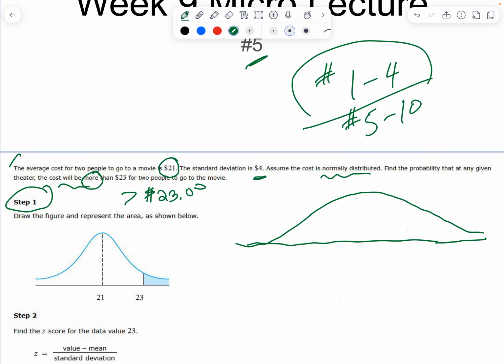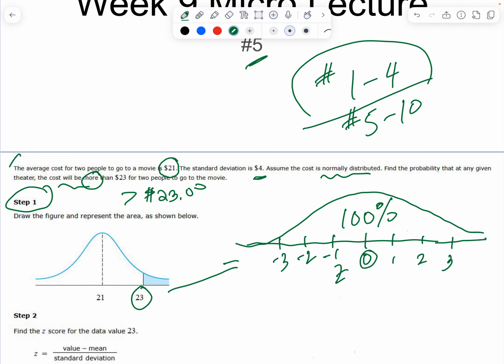I put some steps on here, but I also want to draw this out for you too. We know that the area under the curve is 100% or 1. Our z-scores fall right below, so there's 0, 1, 2, 3, and -1, -2, -3. Most data falls right around the average. Normal distributions don't care about movie theaters and $21, so we have to convert 23 to a z-score.